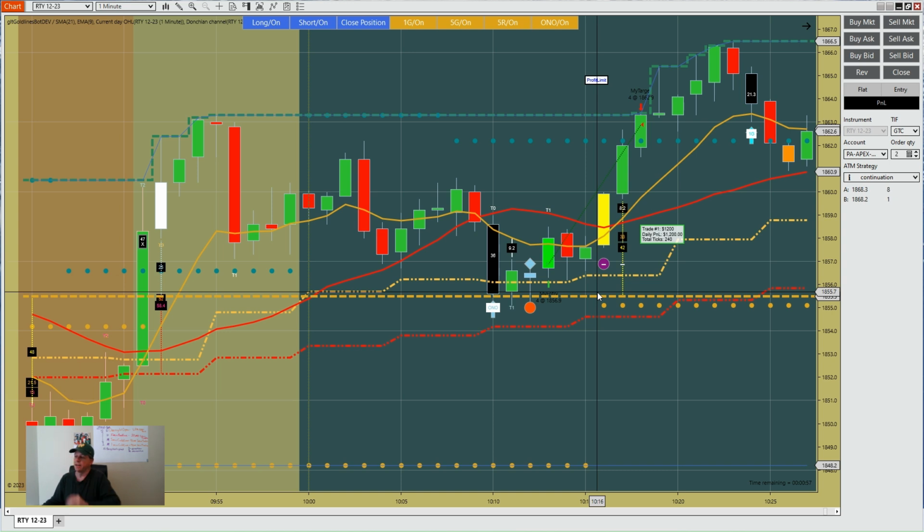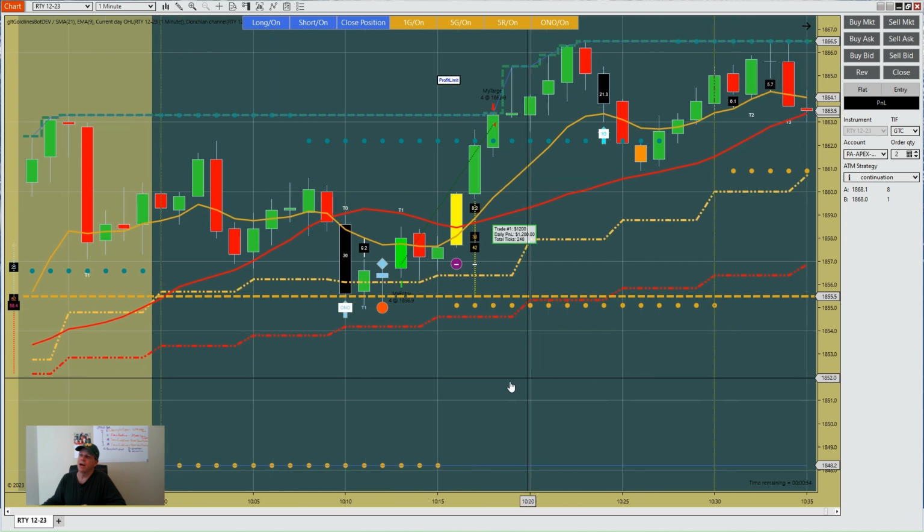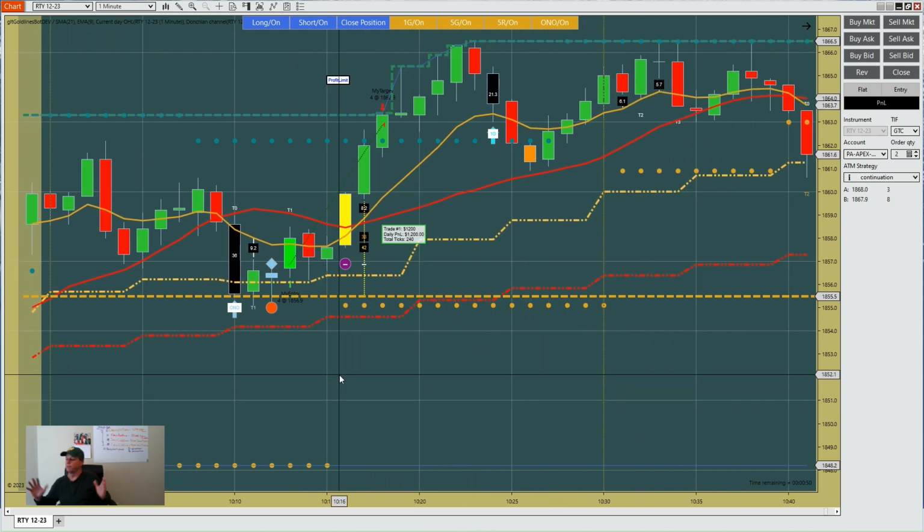Anyway, I talk about how to handle that in case it ever happens. But anyway, now what are we looking for? Oh, here's the thing. Notice when we took this trade, this 1 minute gold line was above us.